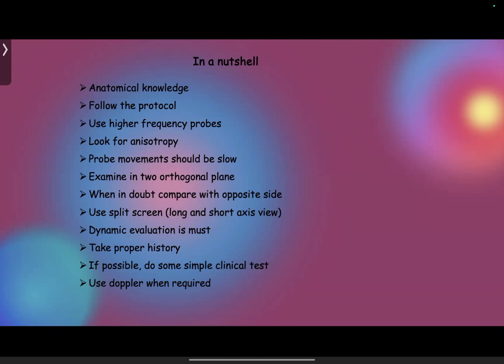Use the split screen. If you want to examine any structure, use long and short axis in two split screens.